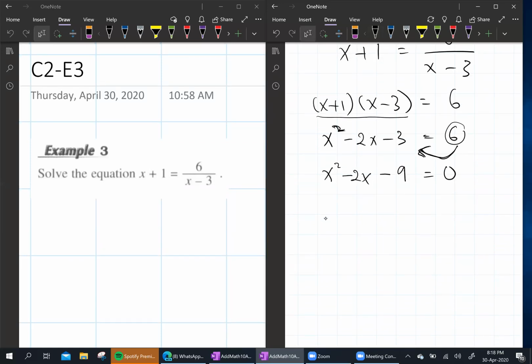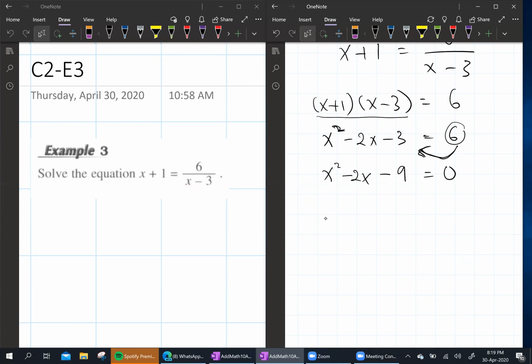Teacher, do you know calculator will get the equation quickly? Do you know how to do it with a calculator? I don't use a calculator.